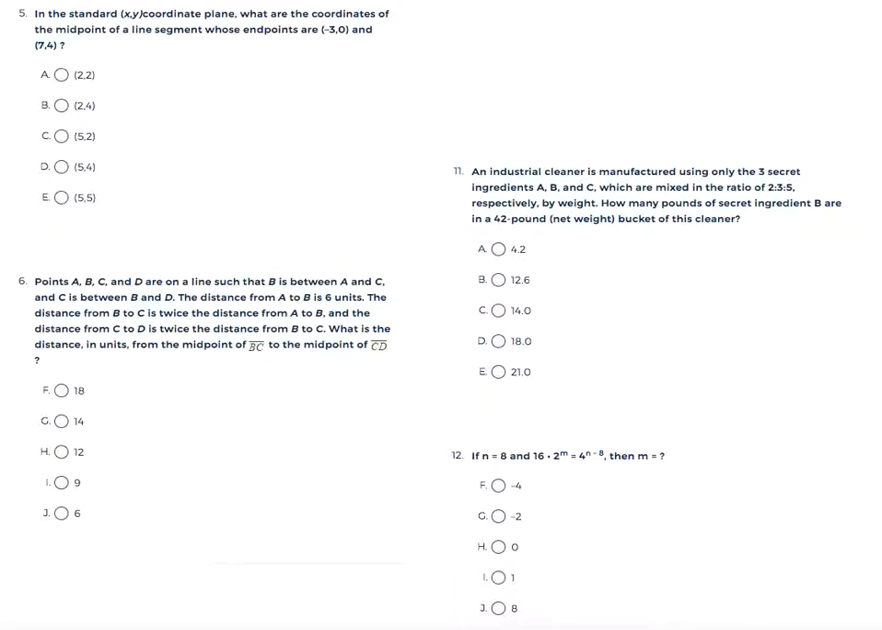So now, the standard xy coordinate plane, what are the coordinates of the midpoint of a line segment whose endpoints are -3, 0, and 7, 4? So you should know right away that the formula to use is going to be x1 plus x2 divided by 2 for the first coordinate, for the x coordinate of the midpoint, and y1 plus y2 divided by 2.